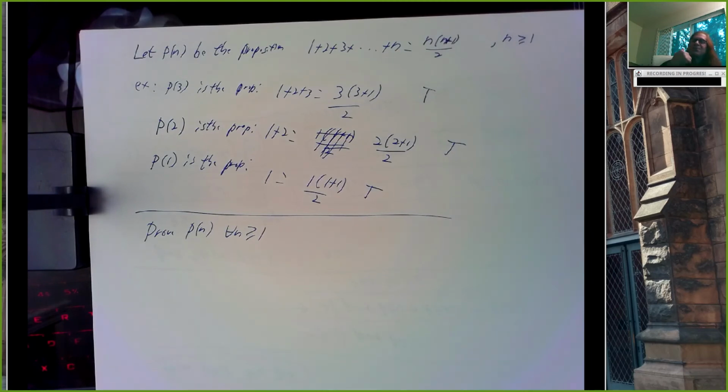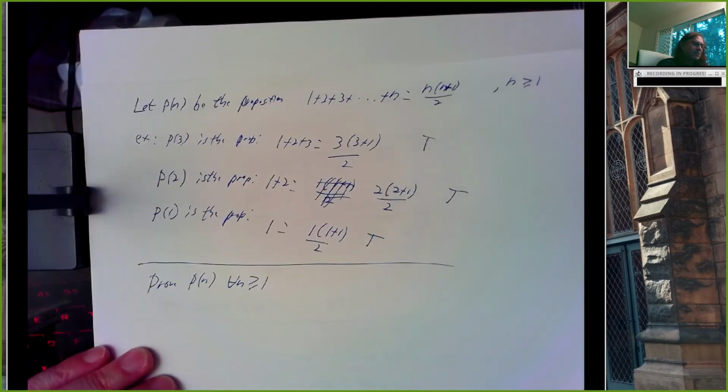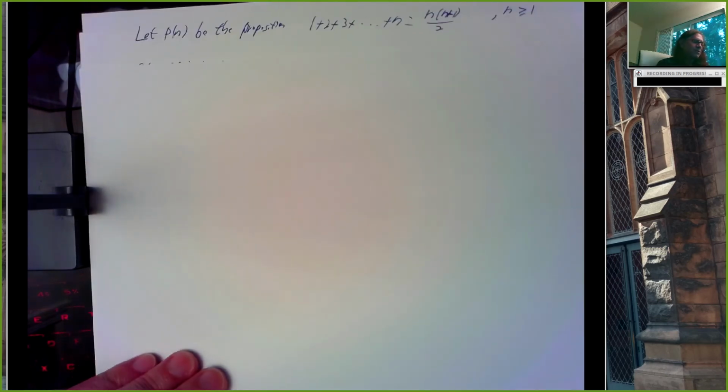But how do we prove it? And it turns out it's pretty straightforward to prove using mathematical induction. There's some algebraic gymnastics we have to do, but it's a good example of this induction process. Alright, so we want to prove this for all n bigger than or equal to 1. So I'll leave the proposition up here.